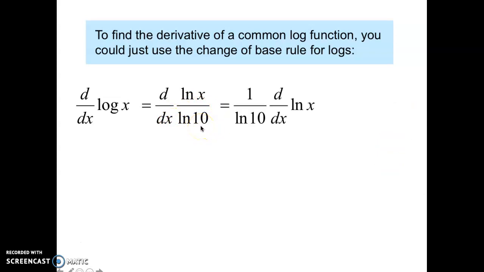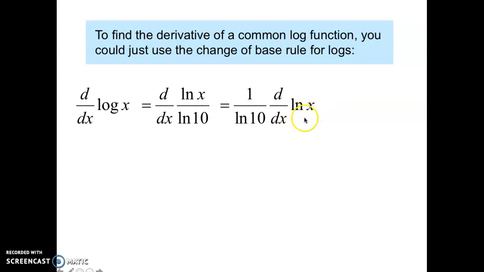So this actually can be written as a coefficient of 1 over this, which is actually a number. So I'm pulling out that coefficient of 1 over the natural log of 10, which is just a number. I'm using the constant multiple rule by just pulling out that constant, pulling out that number, and then taking the derivative of the function. But this one we already know.